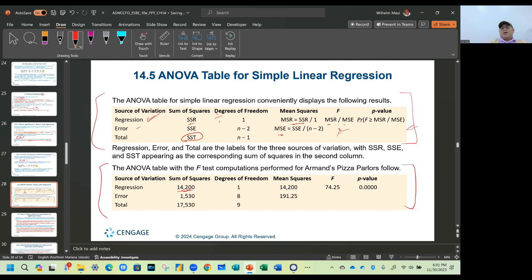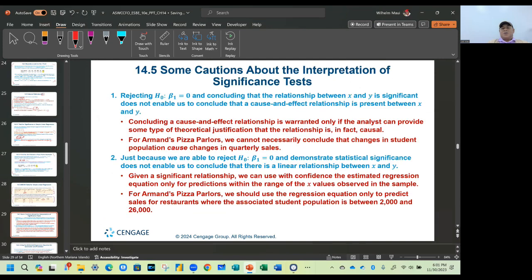So your regression, your SSR is going to be 14.2, your SSE is going to be 1530, total is 17,530, and then your corresponding degrees of freedom, yes? And then do the division and come up with your mean squares, and then you divide the two to get your F statistic, no? I'm repeating these because we would like to use them when we go and look at some of the problems, no? Okay.